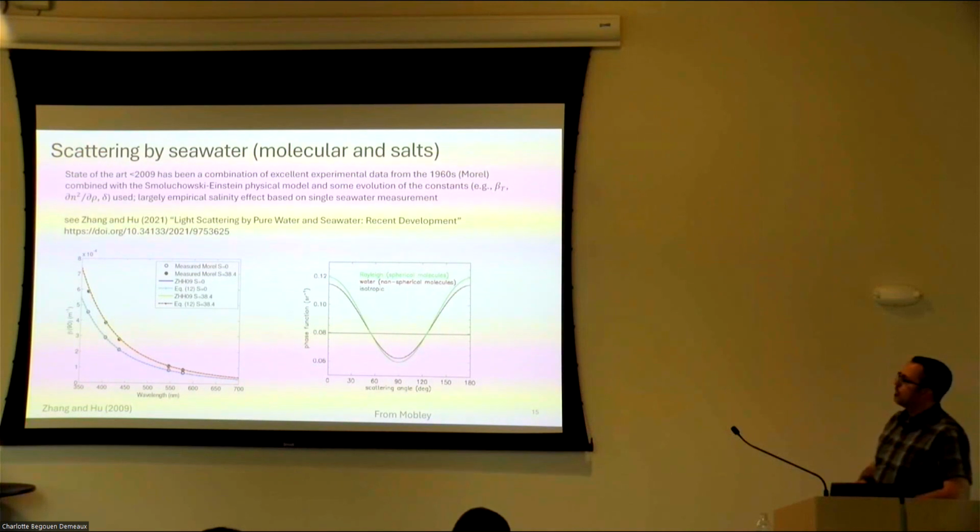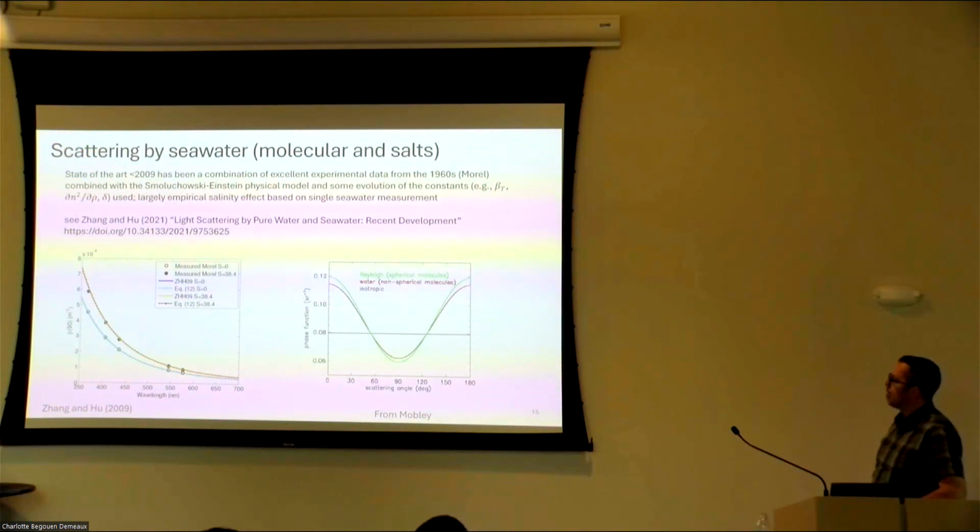If you want the real down and dirty details on the physics, in 2021 Zhang and Hu put together a really nice compilation of seawater properties that summarizes a number of their papers. This is an example of their model compared with the data from Morel, and it differs by 2%. So we're now getting to the point where we finally have a good handle on scattering by water.